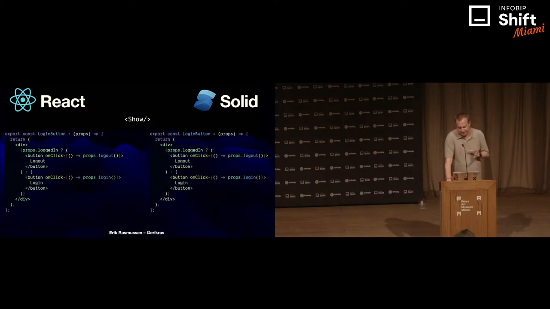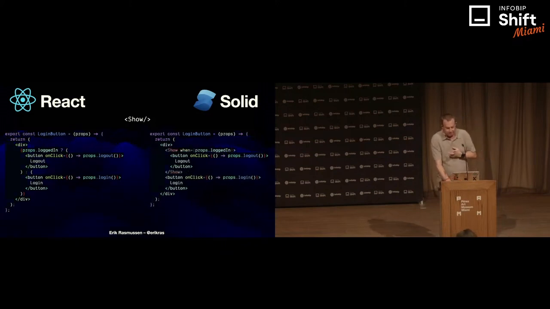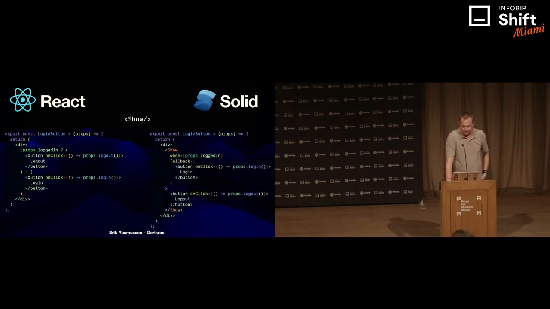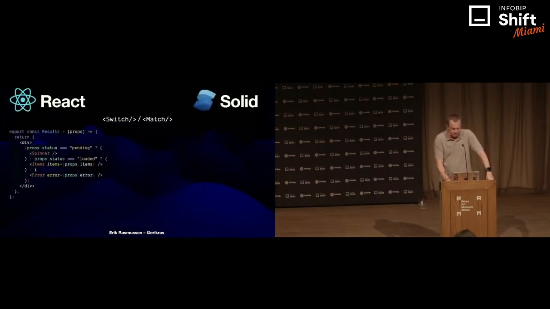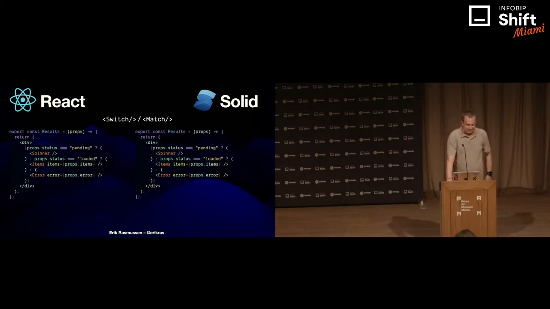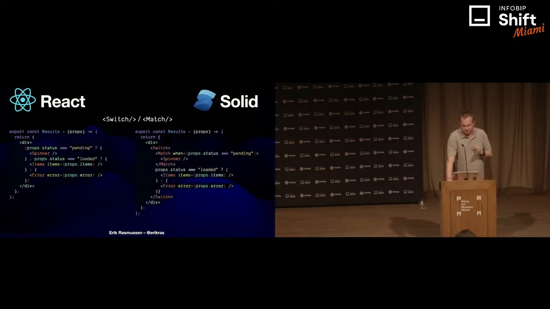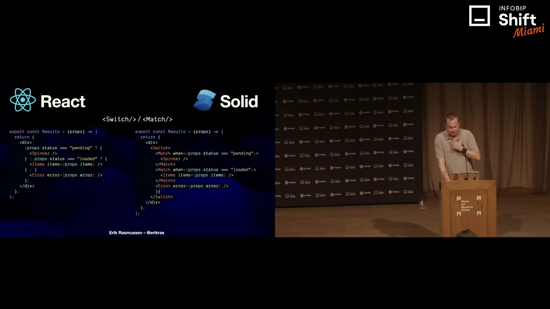This will work just fine, but they have this nice little syntax sugar of the Show, where we can wrap this in a Show and put our predicate in there, and then move our else to a fallback function. And I think this looks pretty nice. For when you need lots of else ifs, there's a Switch. So this is what it would look like in React. And in Solid, you can wrap this whole thing in a Switch and then have these Match clauses with different predicates, and your else goes in a fallback.